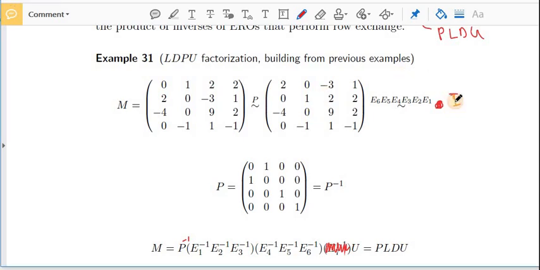I'm sorry, this shouldn't be an I here. This should be a U because I end up with a U. All right, so I start with the U I end up with, then I undo all of the operations this way, and I can write this matrix product as a P times a L times a D times a U, and that gives me my original matrix M. I have my PLDU decomposition.